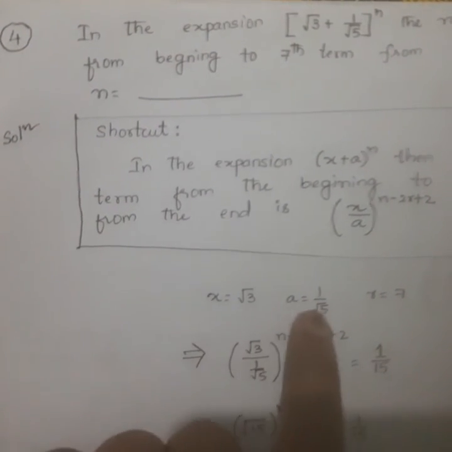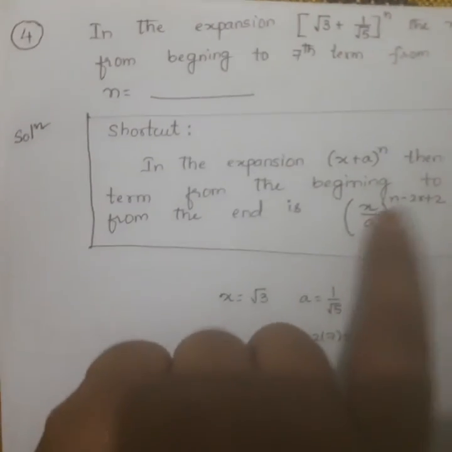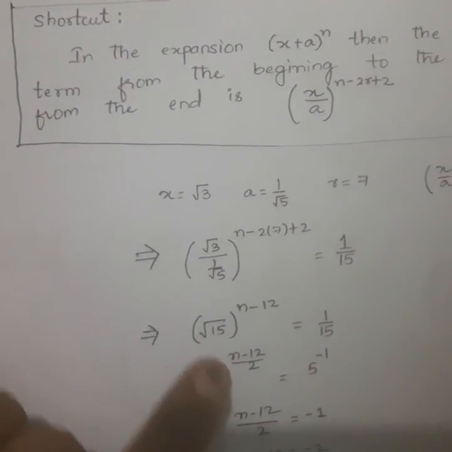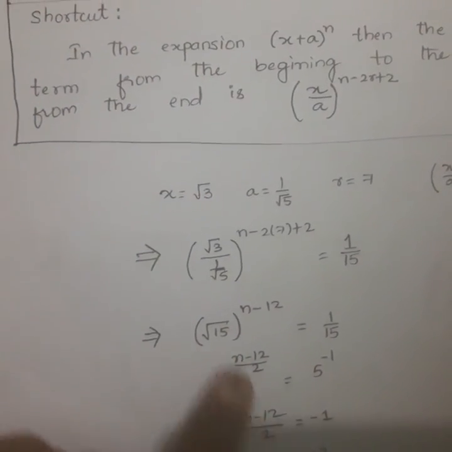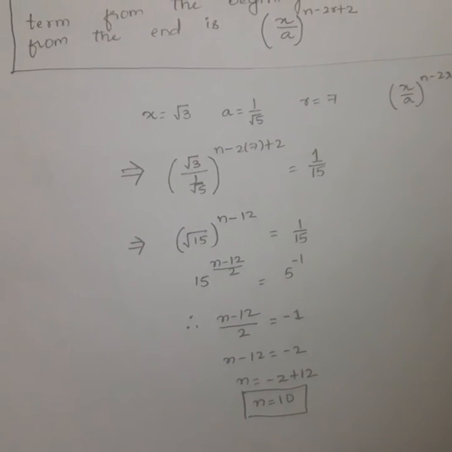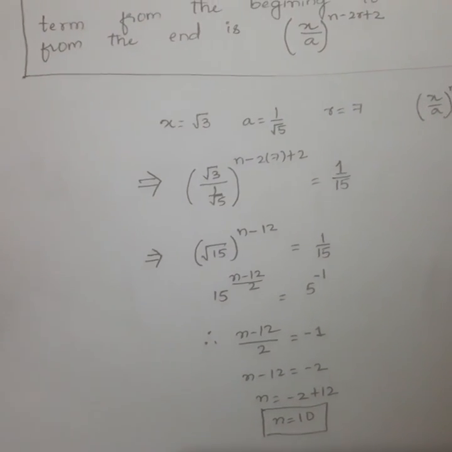Okay, upon getting these 3 values, what I will have to do? I will have to substitute these 3 values in this equation. So when I am substituting these 3 values in the equation, I am obtaining n value as 10. That will be my answer to this question. What I will have to do is just a simplification.